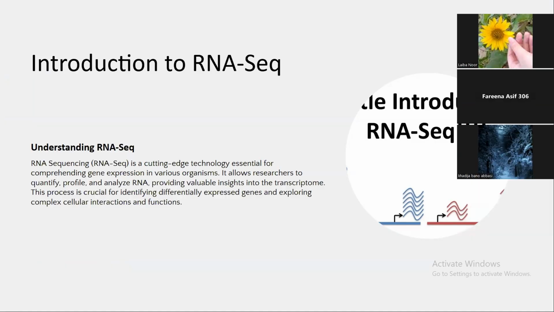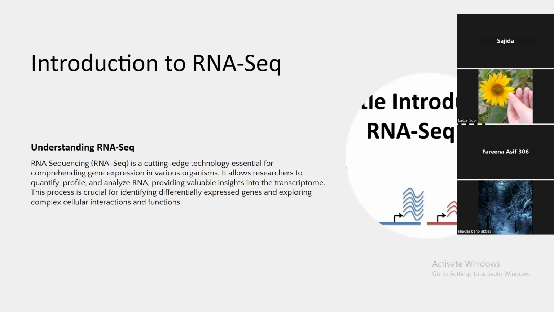Another key application is the discovery of novel genes and alternative splicing events within gene families. RNA-Seq can reveal new isoforms and transcript variants that are not detectable through genome annotation alone. This is especially valuable in plants with complex genomes or recent polyploidization events.